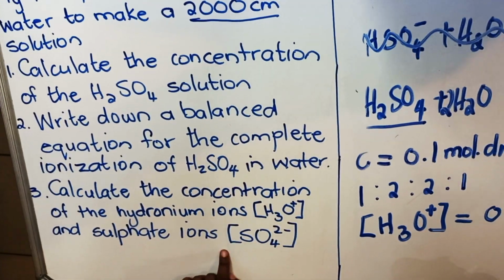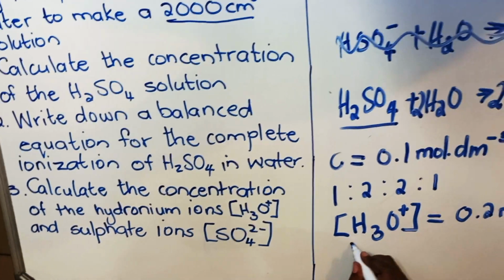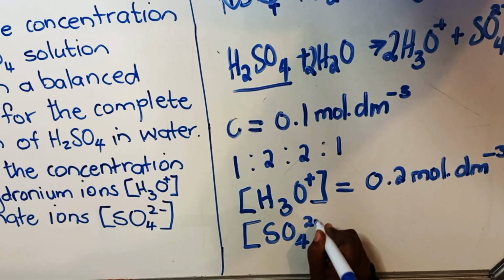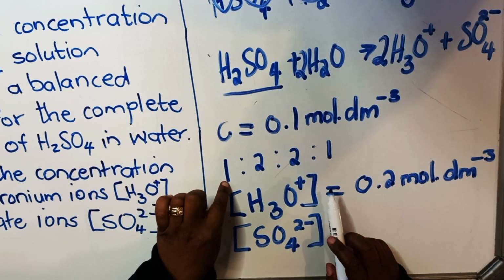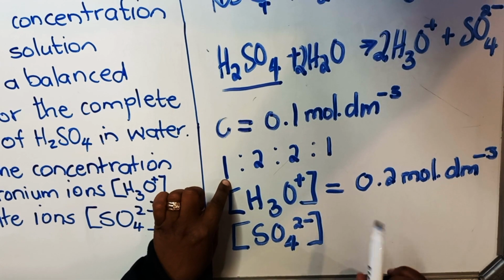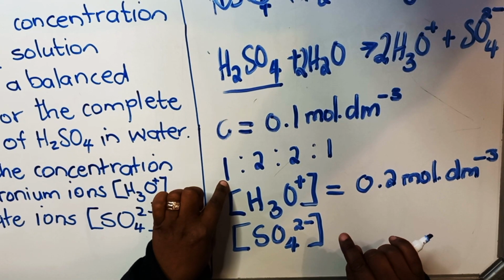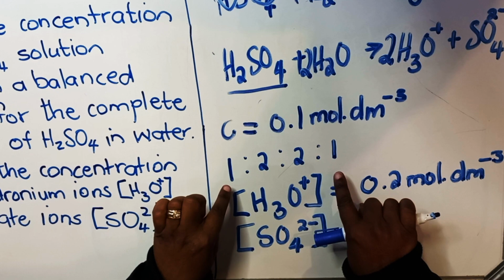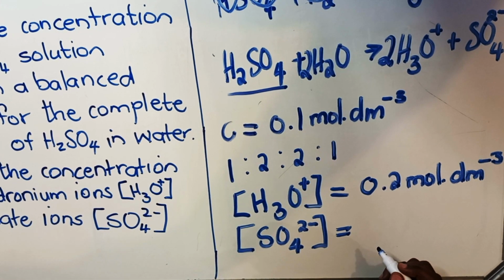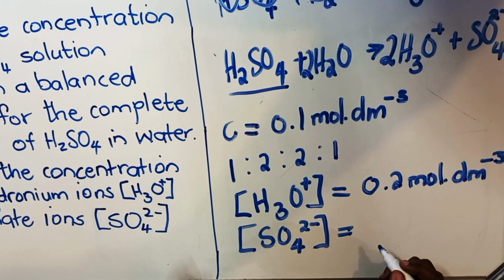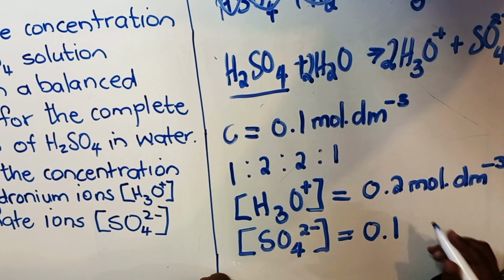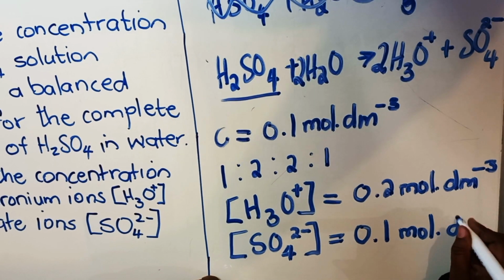And the sulfate ion. The concentration of the sulfate ion, SO4 2 minus. Back to the molar ratio. I have the sulfuric acid, the concentration is 0.1, and the molar ratio of sulfuric acid and sulfate ion is 1:1. So it means the sulfate ion concentration will be the same as the concentration of sulfuric acid. So the concentration for sulfate ion is 0.1 mole per decimeter cube.